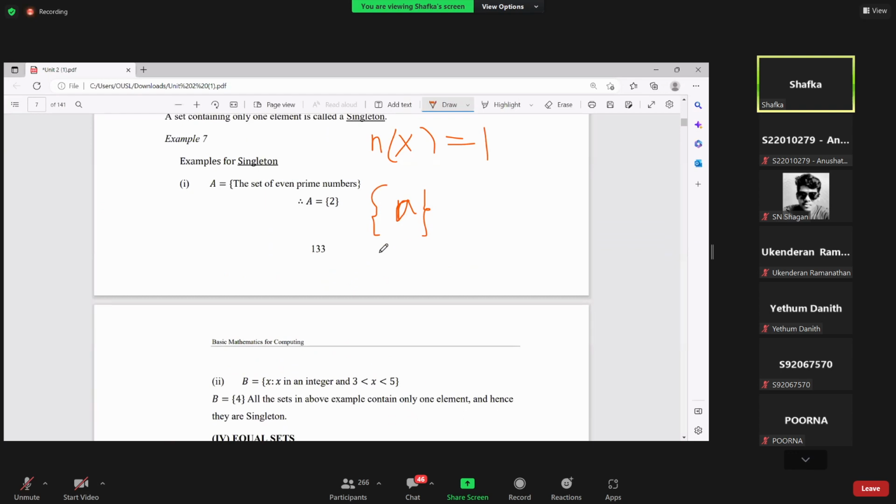Please tell me another singleton set. Example for the singleton set. Yes.